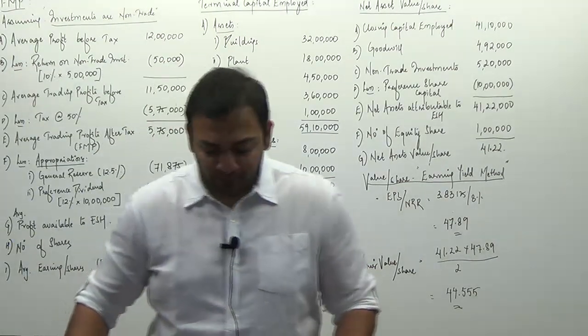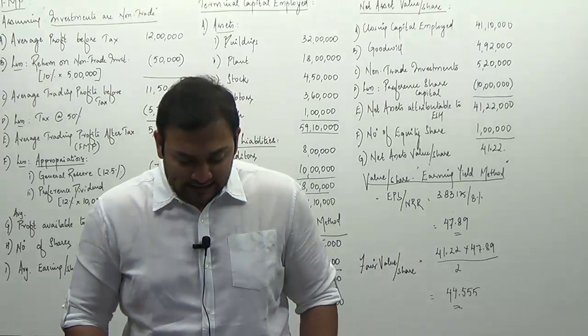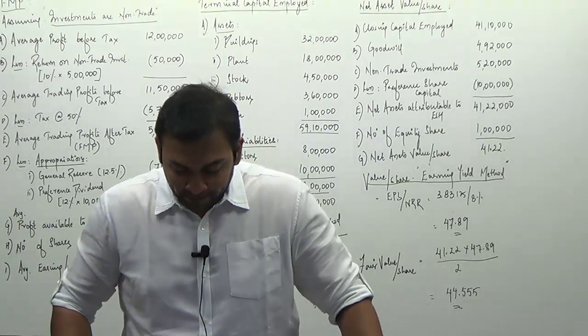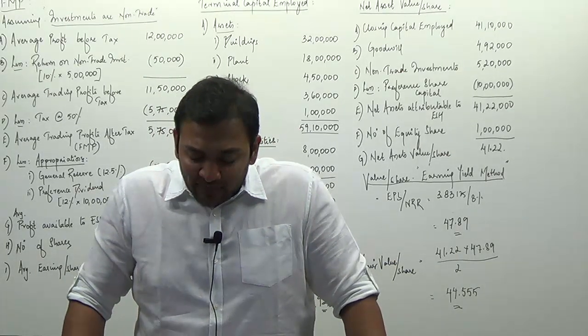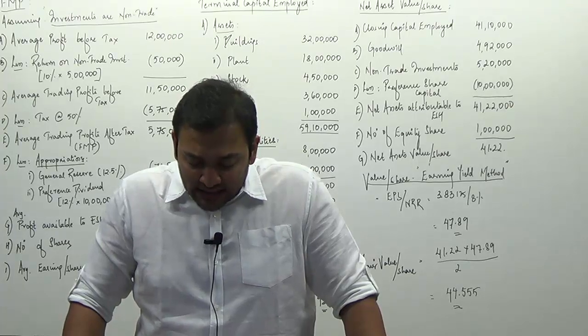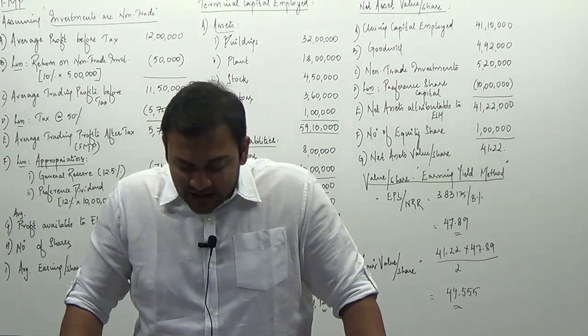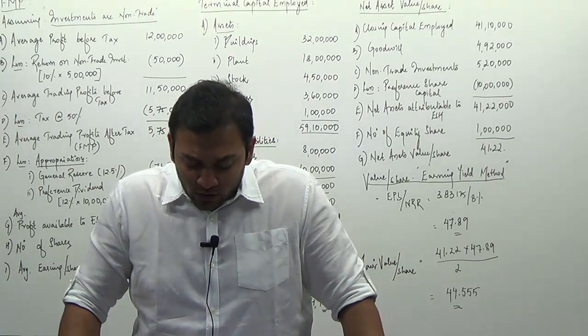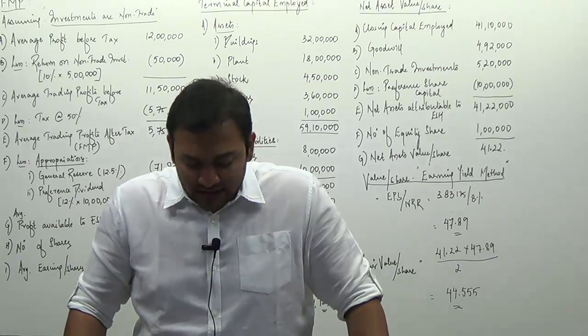Turn to the next one. Question number 26. The following is the balance sheet of N Limited as on 31st March 2009. A balance sheet with equity shares as well as preference shares is given to you below. Return on capital employed is 20% for a similar business.